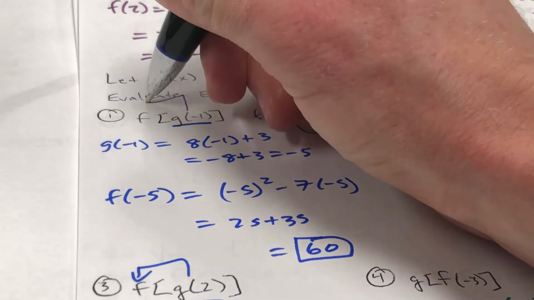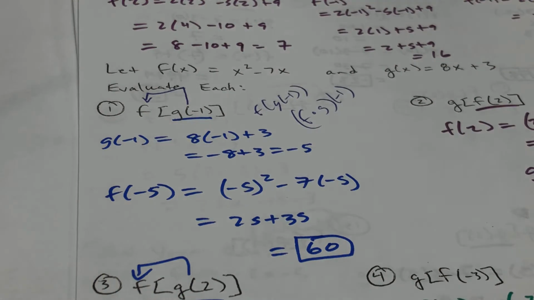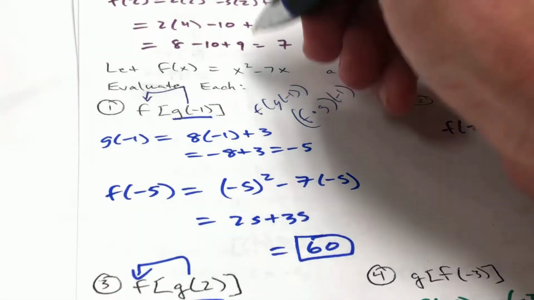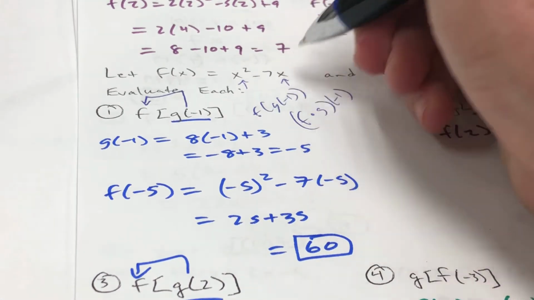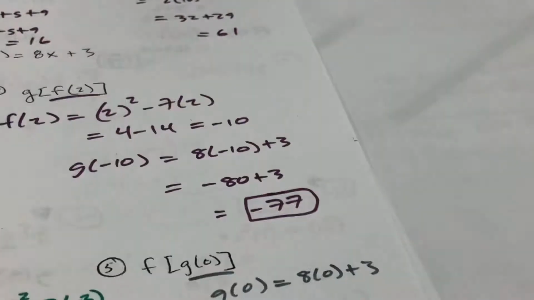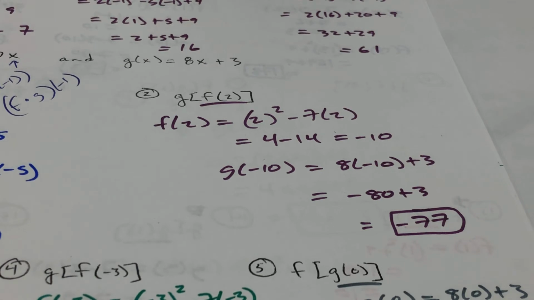Then I plug negative 5 into the outer function. So I figure out what is f of negative 5. So now I plug negative 5 in for x right there and right there. And that's how I get 60. So the answer to my second evaluation is the final answer. All right. Normally don't have too much issue here.